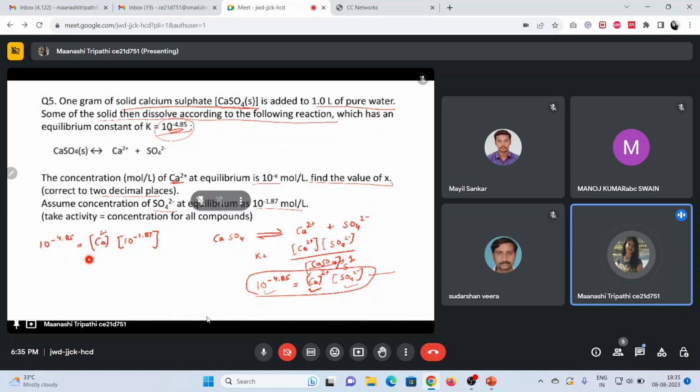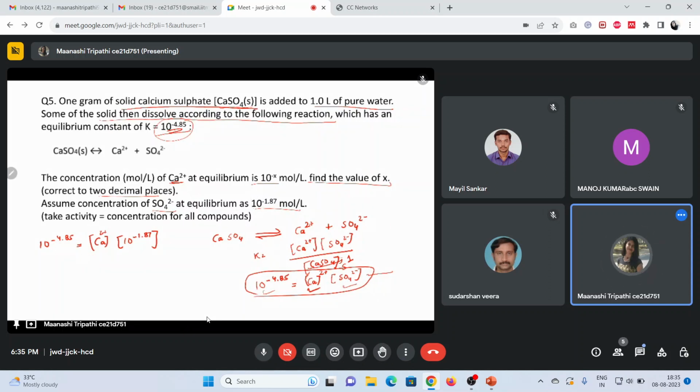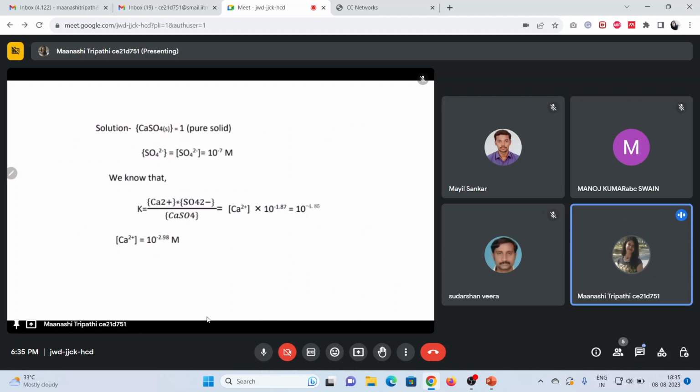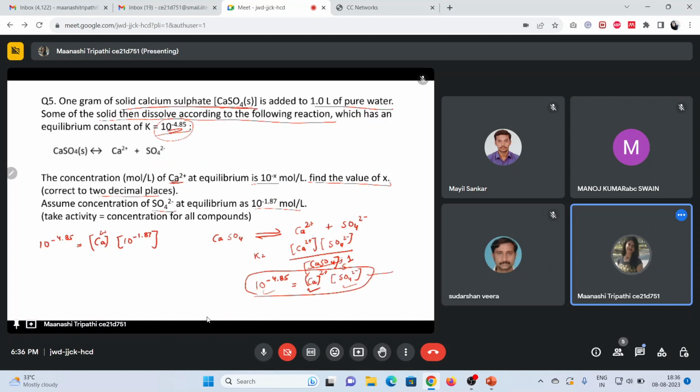Since I have got an answer, we'll see the solution now. As I have explained, it will be considered as 1 because it is a pure solid. The same applies to pure liquid. When we say pure liquid like H2O, or any aqueous solution, we will put it as 1. Here, because the concentration is equal to activity, the curly bracket was converted to square bracket. It was not 10 raised to power minus 7, right? It was 10 raised to power minus 1.87.